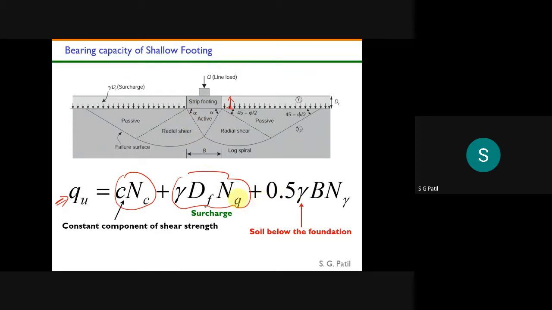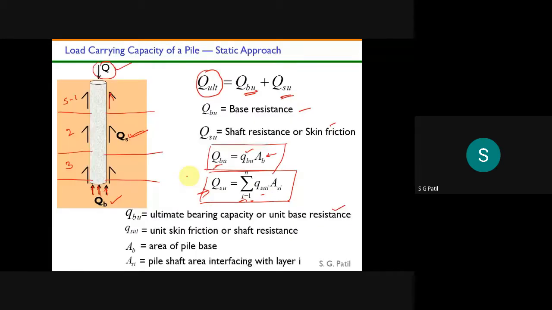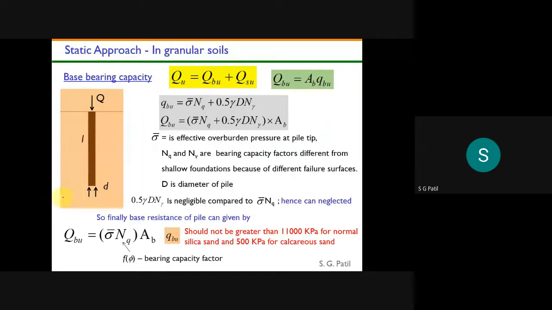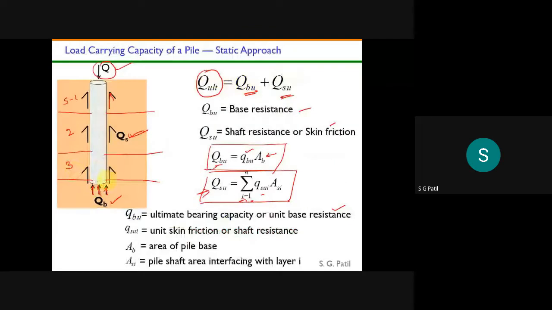Whatever this pile base resistance is, it resembles your shallow foundations, except for the width. Here the width will be higher in a shallow foundation, but the pile will have a very small width. But it also fails by the same concept. Let me draw here.